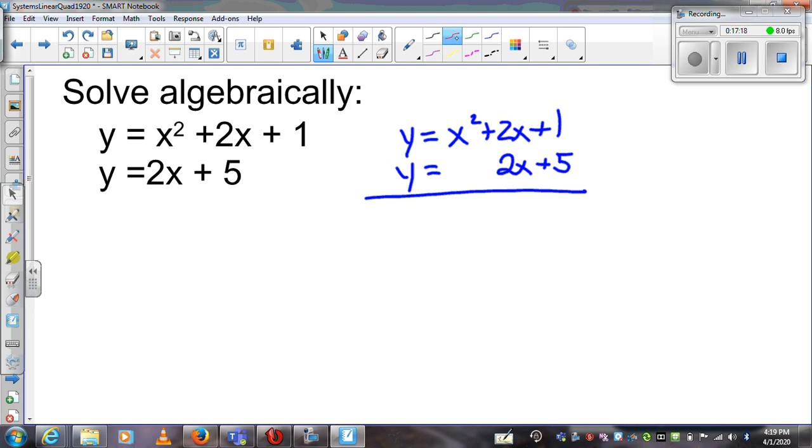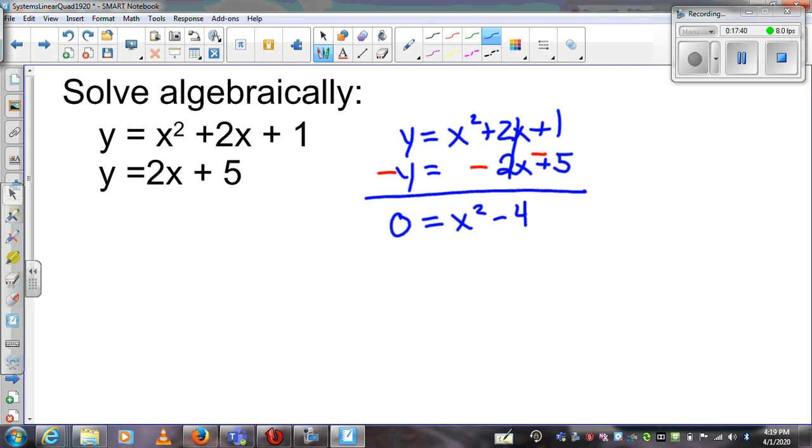And I want to get rid of the y's. If you're going to use the addition or subtraction method, you have to get rid of the y's. No choice there. So I think we're going to subtract, and therefore I get 0 is equal to x squared. These are gone, and that's going to be minus 4.